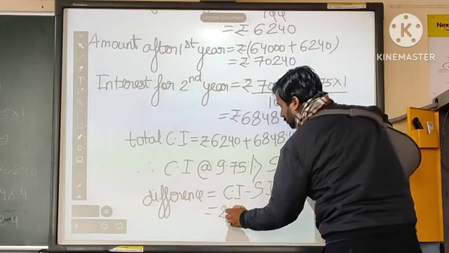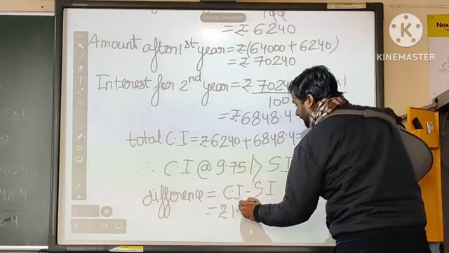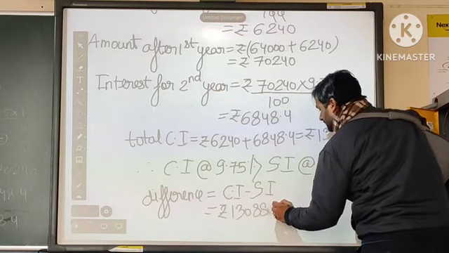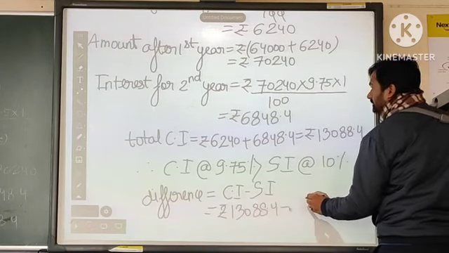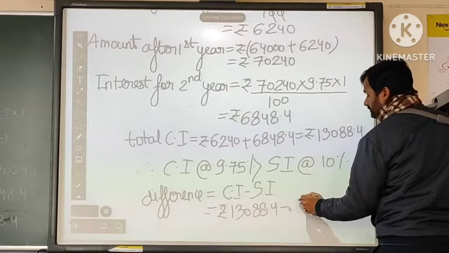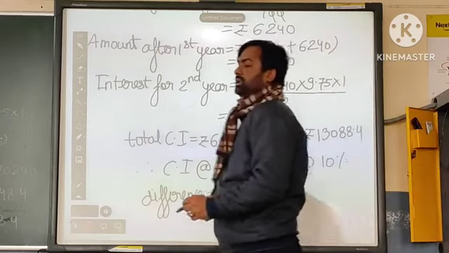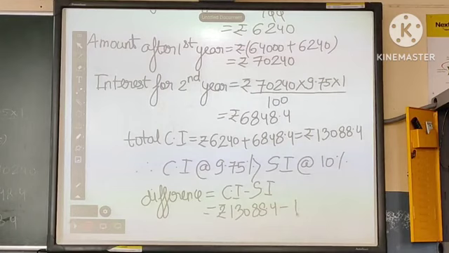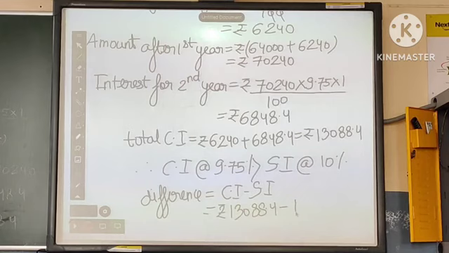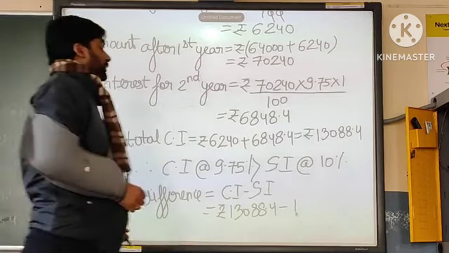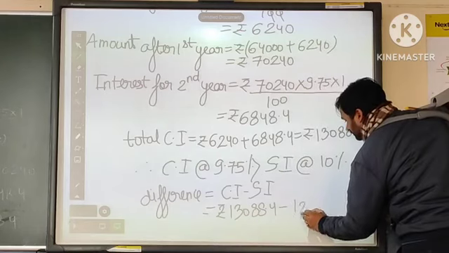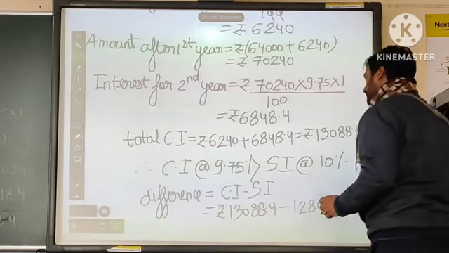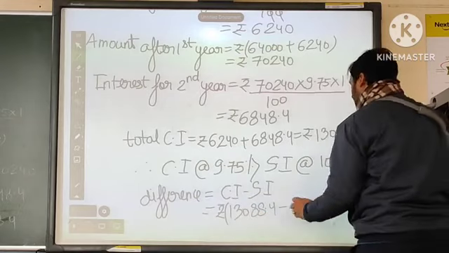And how much will it be? So rupees 13,088.4 minus 12,800. Put the rupees outside the bracket. It will be how much?